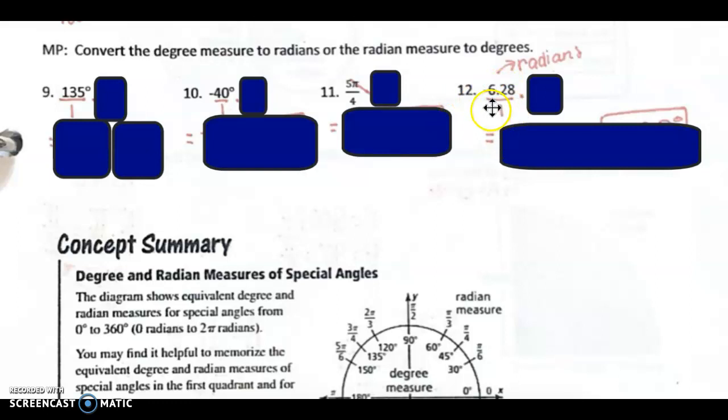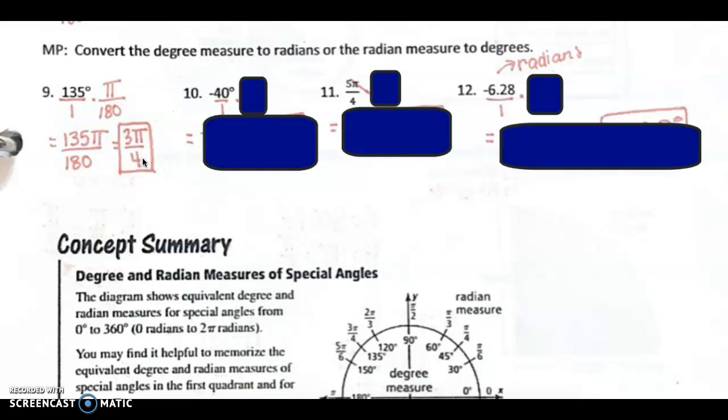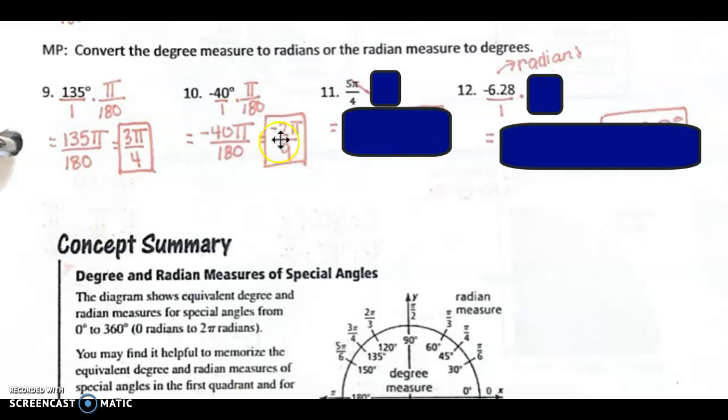And I made a note on number 12 that it is in radians already. It just doesn't have a pi. So I want you to go ahead and convert that to degrees. So 135, you'll multiply by pi over 180. And that reduces to 3 pi over 4. Negative 40 degrees multiplied by pi over 180. That reduces to negative 2 pi over 9.